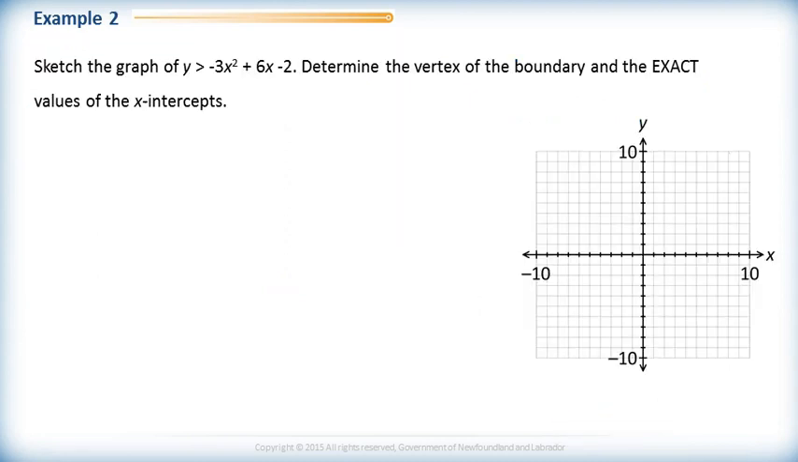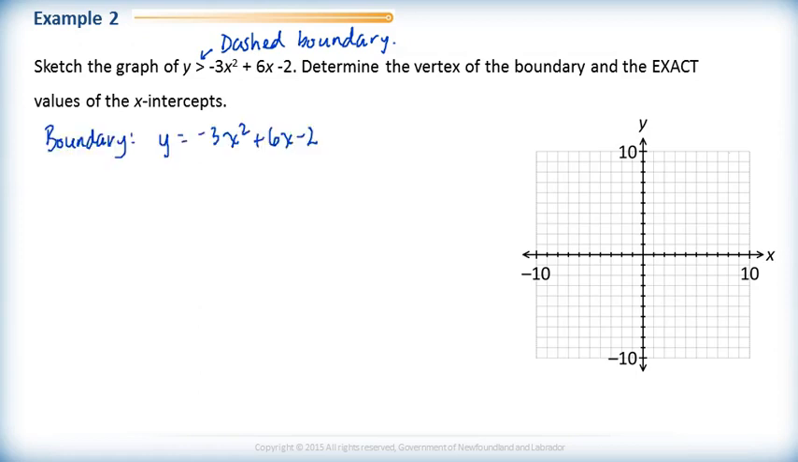Example 2, sketch the graph of y greater than negative 3x squared plus 6x minus 2. So you notice right away we're going to have a dashed boundary. We are asked to determine the vertex of the boundary and the exact values of the x-intercepts. We'll work on our vertex for the boundary first.